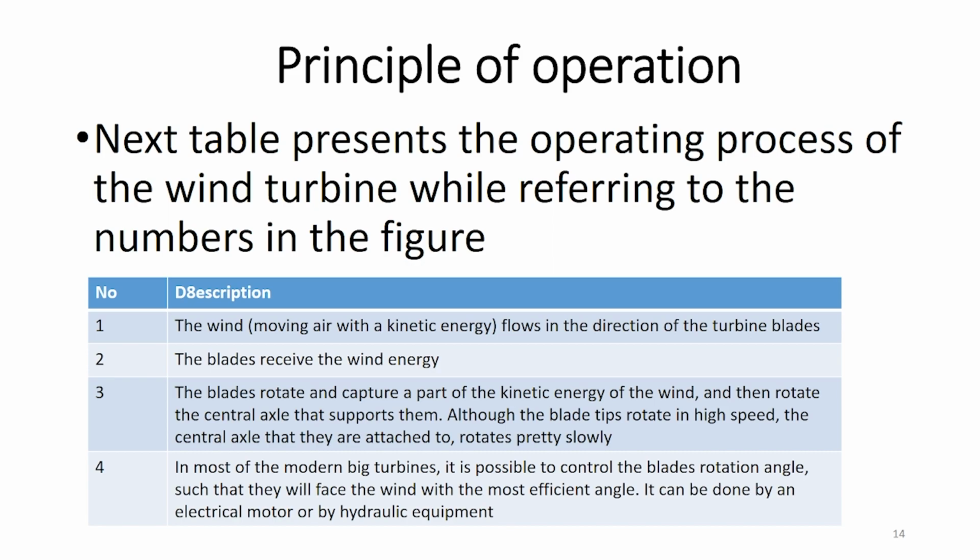4. In most of the modern big turbines, it is possible to control the blade's rotation angle such that they will face the wind with the most efficient angle. It can be done by an electrical motor or by hydraulic equipment.